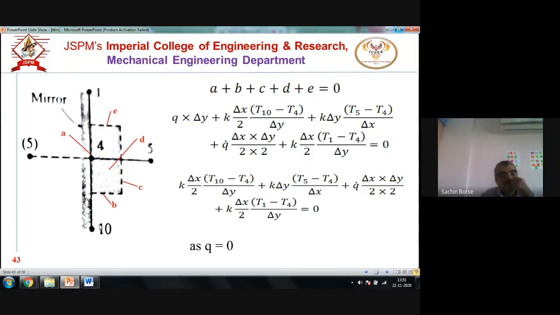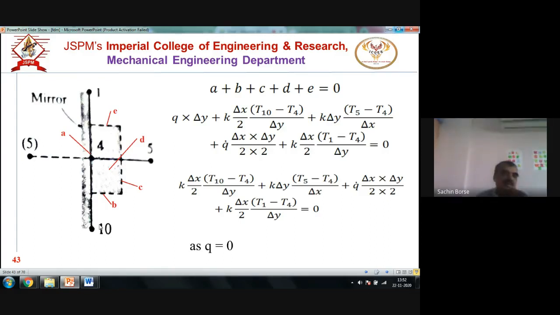D is heat generated in the element. Q dot into the volume. Please understand here, it is del X by 2 into del Y. I accidentally wrote 2 here, but there is no 2. Del Y it is complete, vertical direction. Plus, now we'll see the last component E, that is conduction from 1 to 4. So it is K del X by 2 into T1 minus T4 divided by del Y is equal to 2.